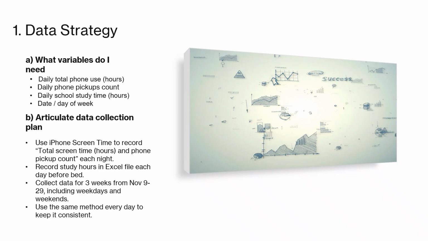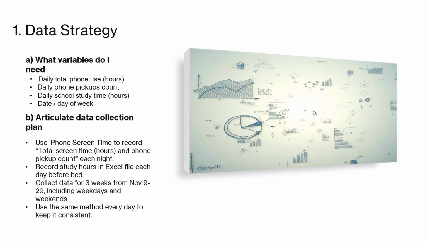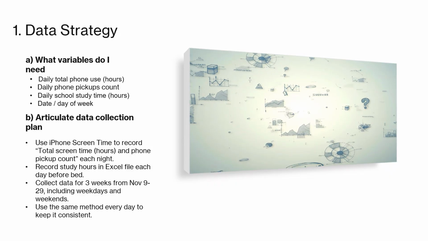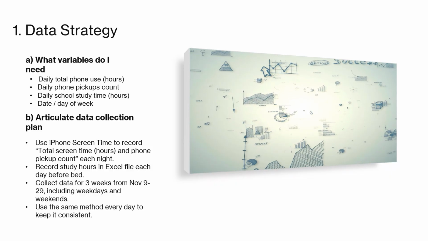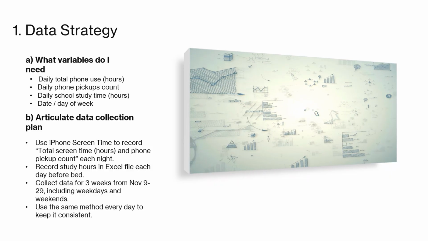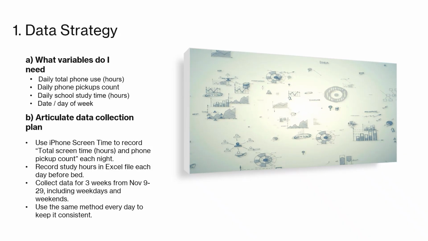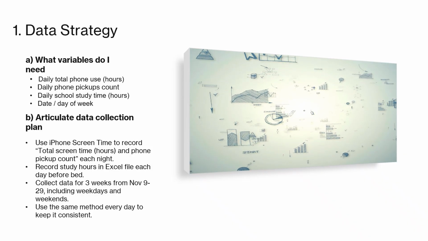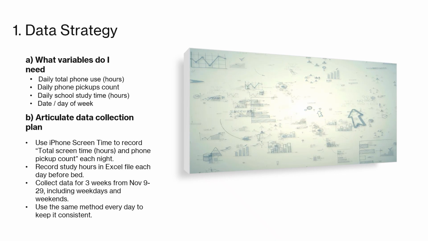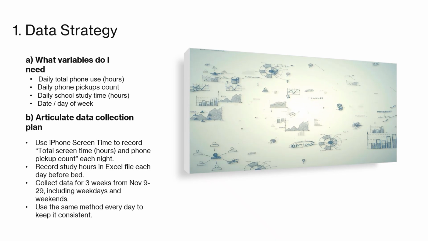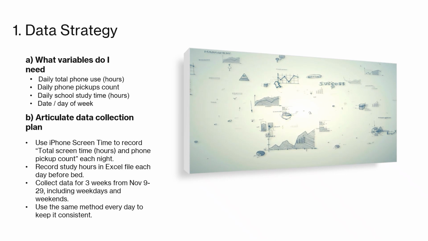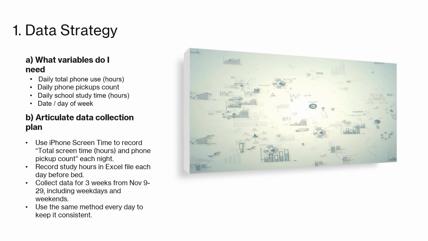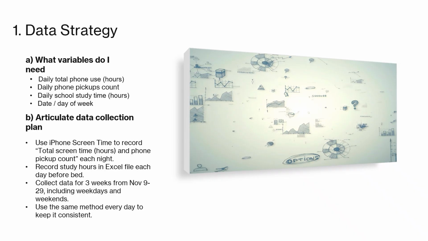For data strategy, the variables that I collected are daily total phone use, daily phone pickup count, daily school study time, date, and day of week. And the data collection plan is I use my iPhone screen time to record the data. I use Excel to record my study hours. I collected the data for three weeks from November 9 to November 29, including weekdays and weekends.